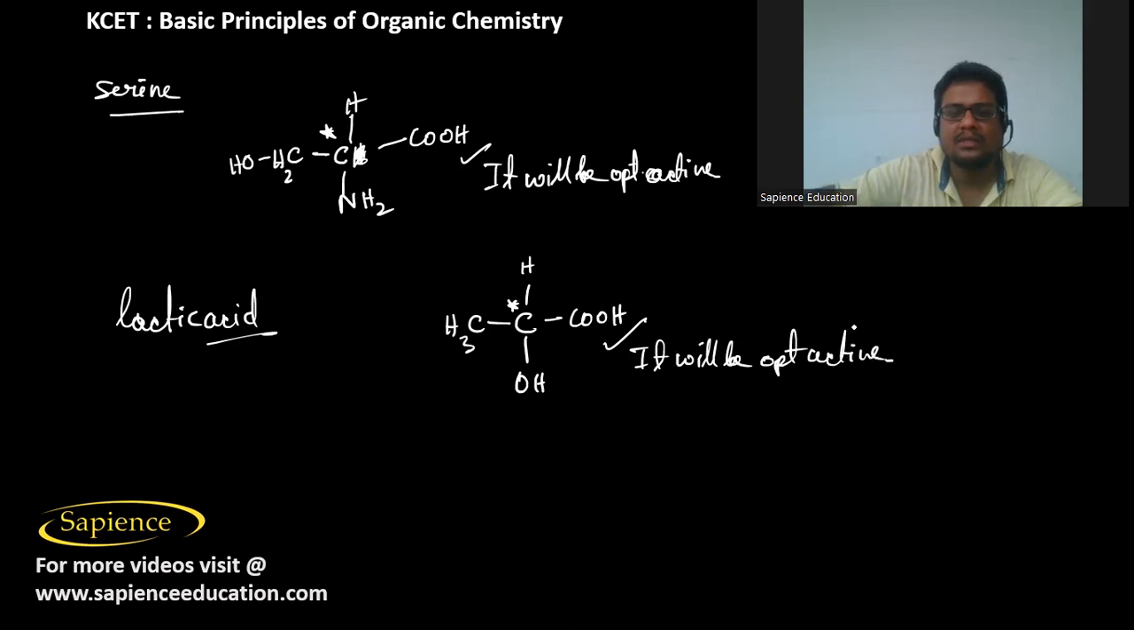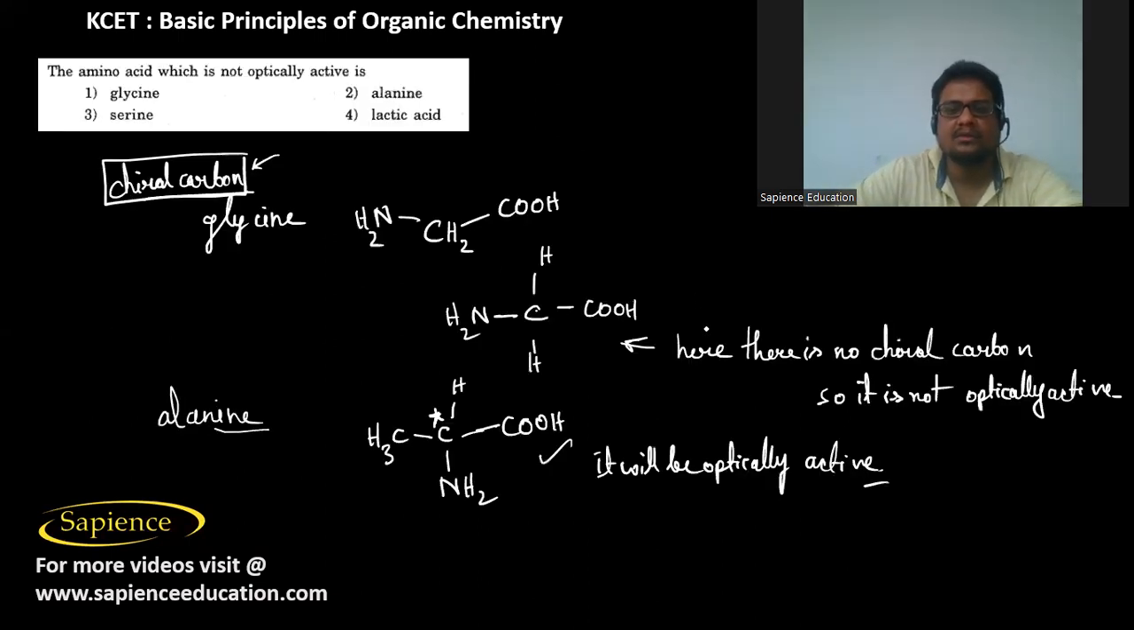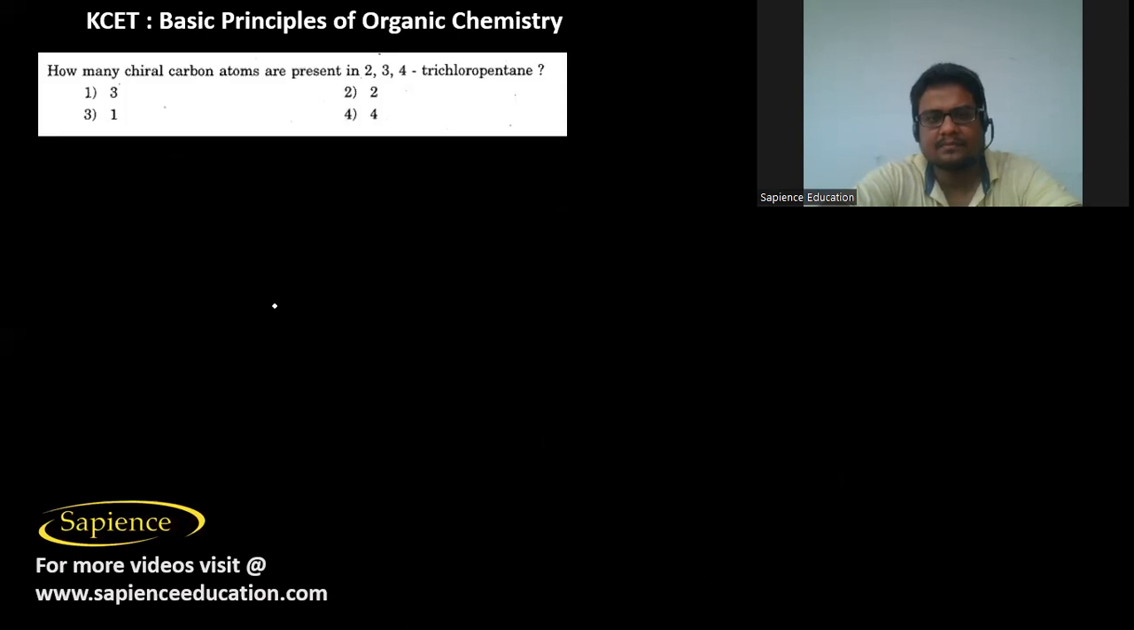So it means that only glycine is not optically active since it has no four different groups. Here it is asked which is not optically active. So glycine is the only amino acid which is not optically active. So option 1 is the correct answer.